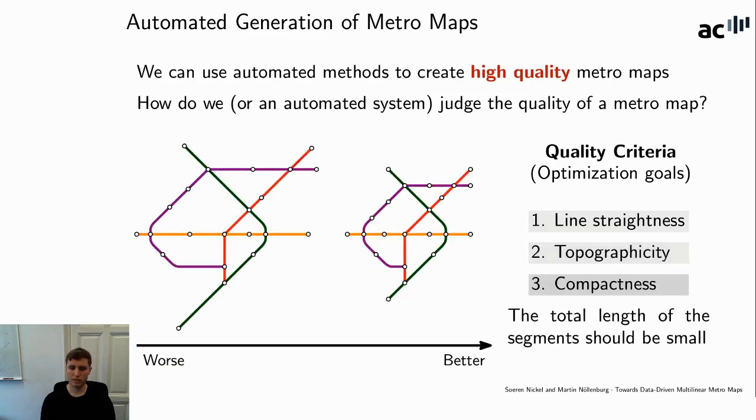The third one is what I already mentioned. We want to optimize compactness, which just means every single edge segment should be as small as possible, and together with the minimum length for every single edge, this gives us a kind of bottom line and keeps the stations nicely distributed.